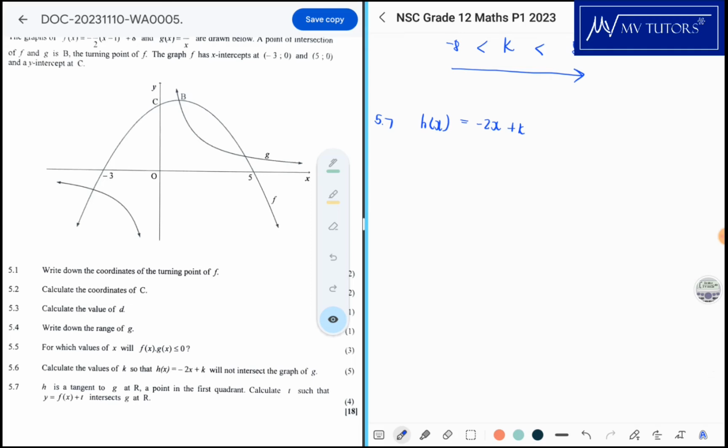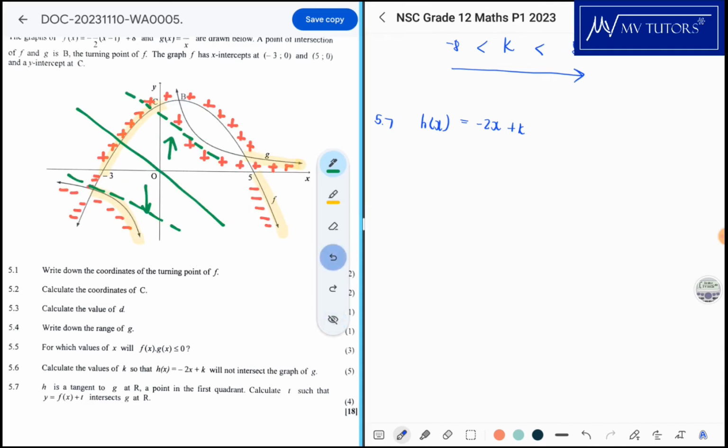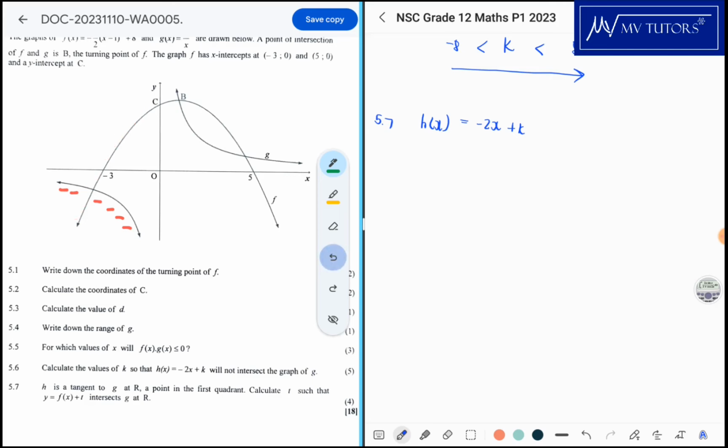Okay, so now if I were to just remove all of this and just sketch just to see what is actually happening over there, so that we can just answer this question. Okay, so h of x is negative 2x, right, plus k, and we've realized that k can be between negative 8 and positive 8. But also it is a tangent to g at R, which is in the first quadrant. So let's just say our graph of h of x is there. It is a tangent to g at R.